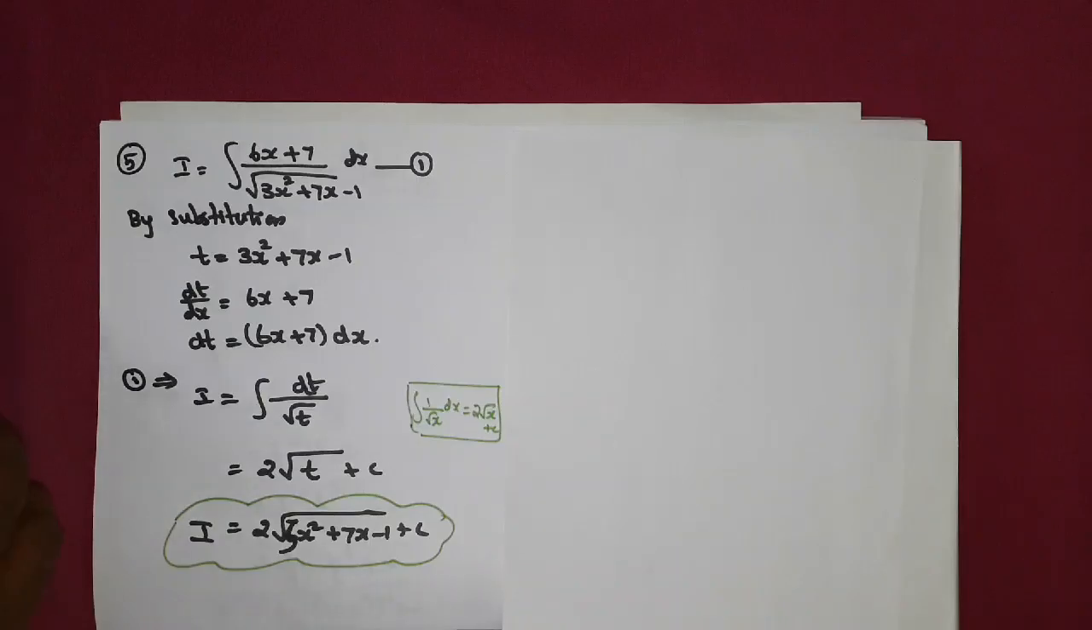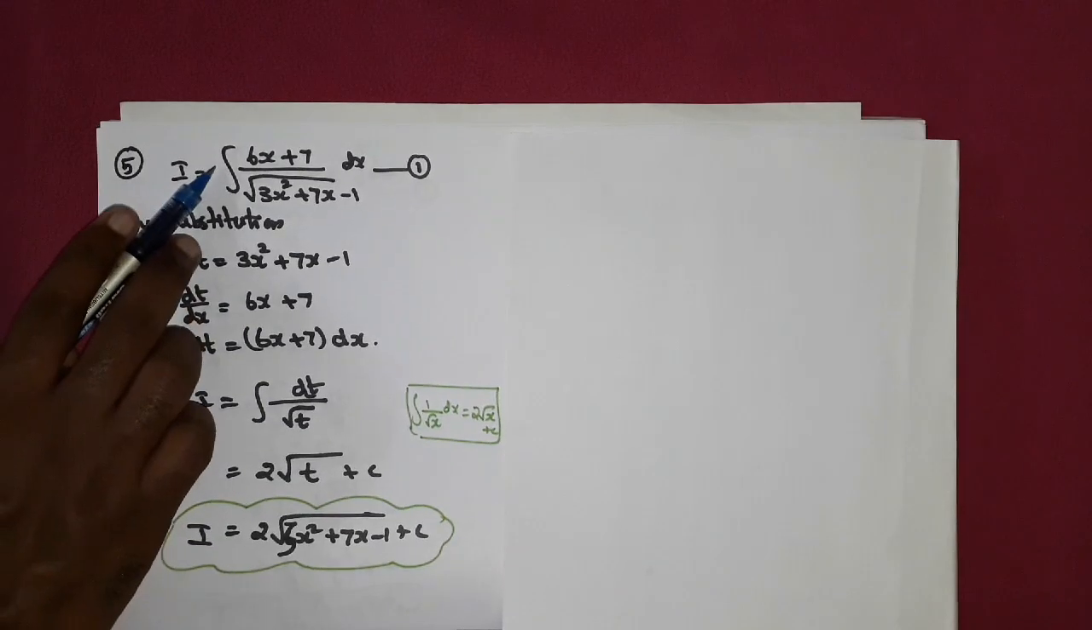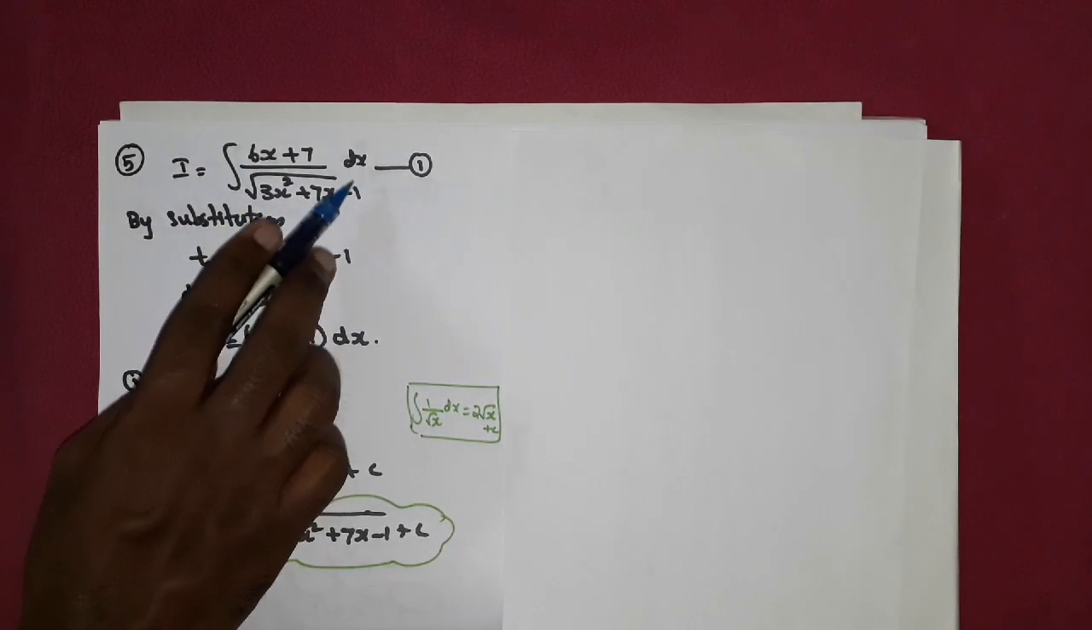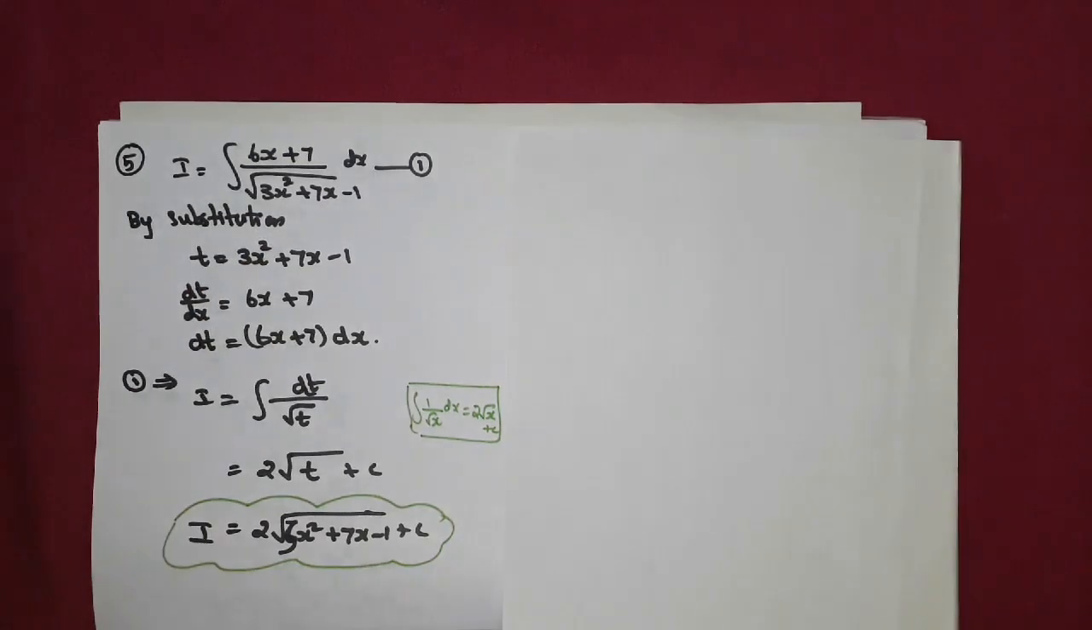Now sum number 5 we are going to see. I equal to integral 6x plus 7 by root of 3x square plus 7x minus 1 into dx. So take the integral as I.